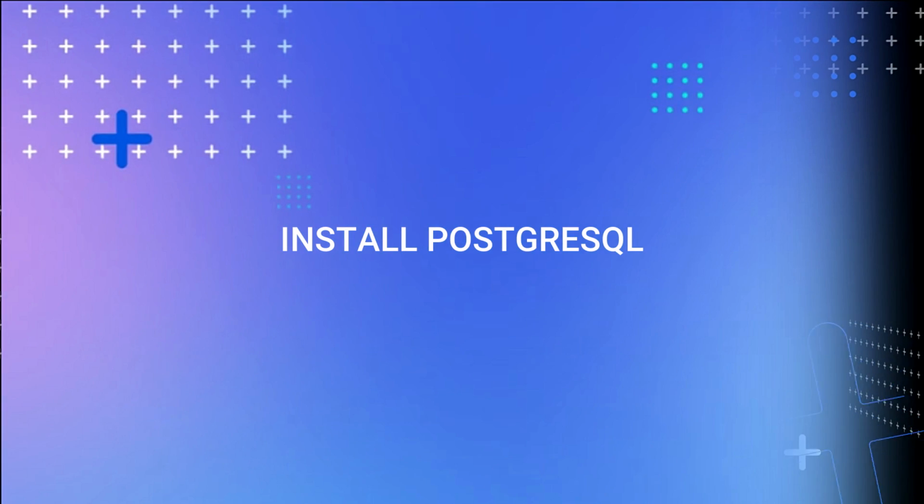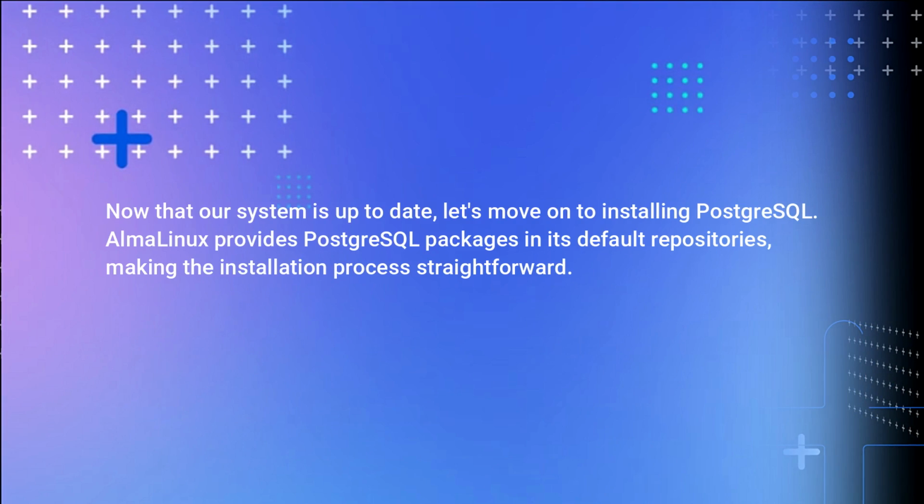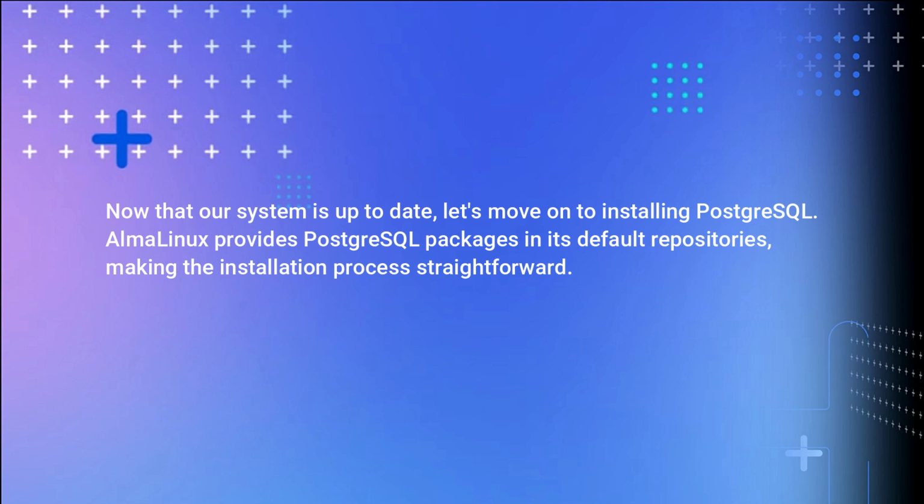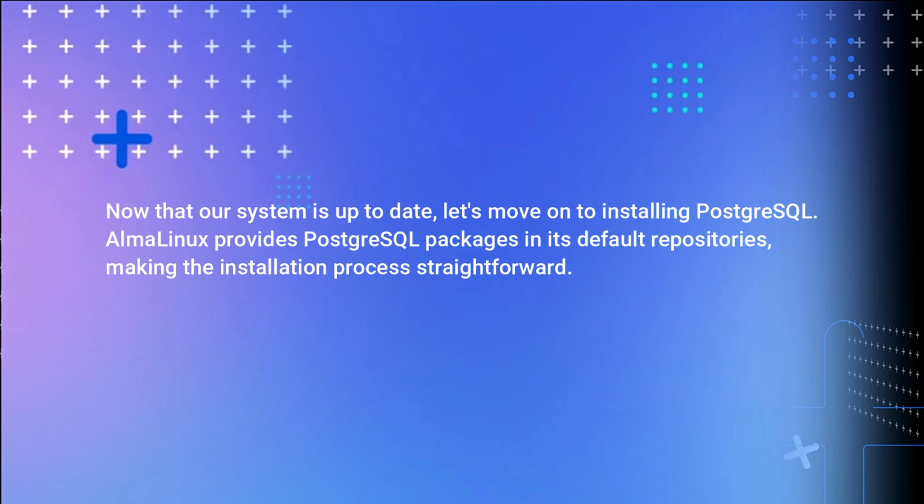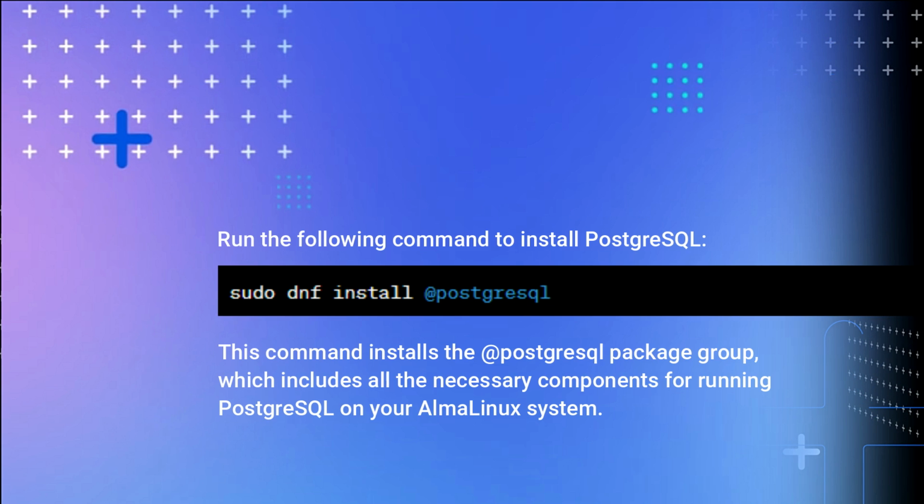Install PostgreSQL. Now that our system is up to date, let's move on to installing PostgreSQL. AlmaLinux provides PostgreSQL packages in its default repositories, making the installation process straightforward. Run the following command to install PostgreSQL. This command installs the PostgreSQL package group, which includes all the necessary components for running PostgreSQL on your AlmaLinux system.